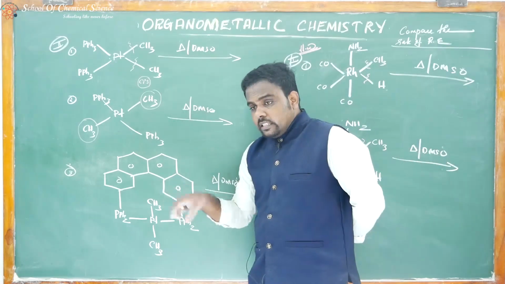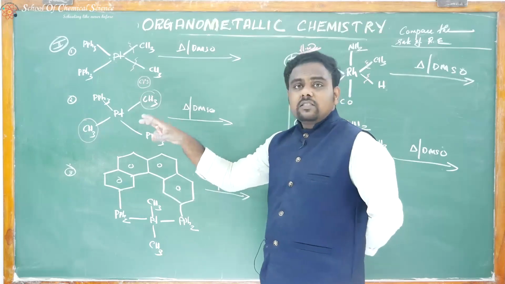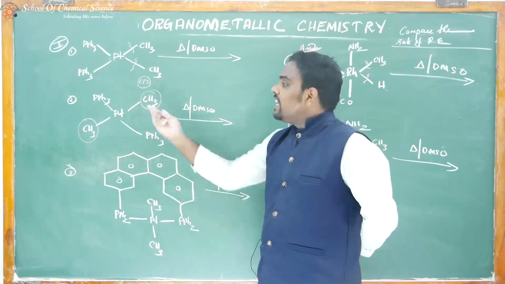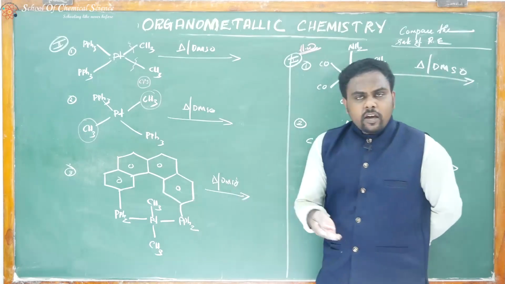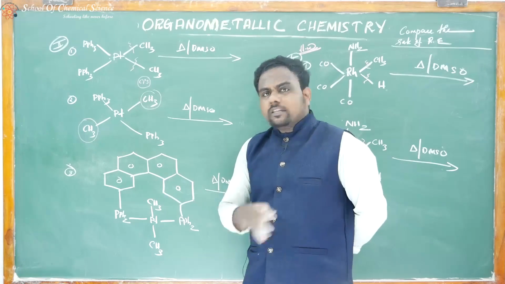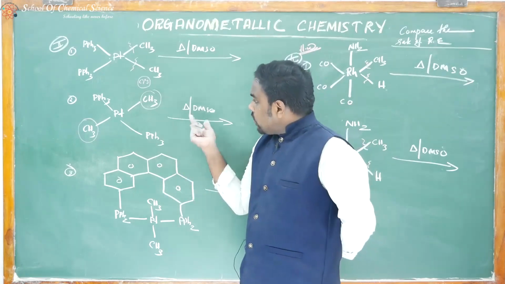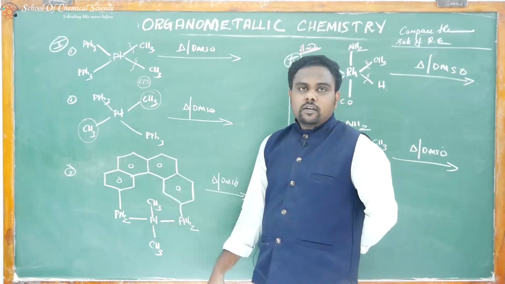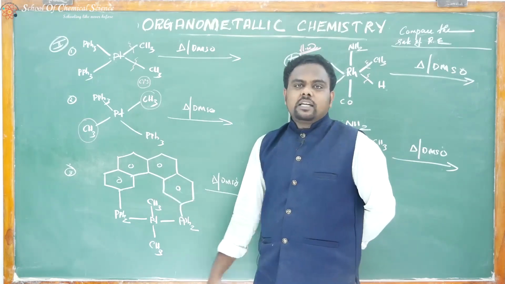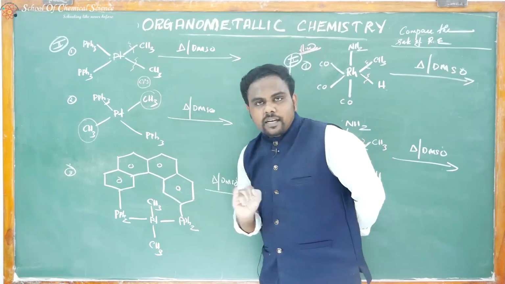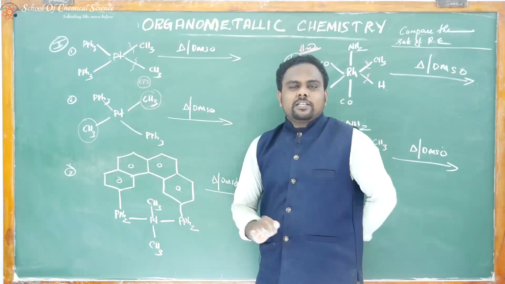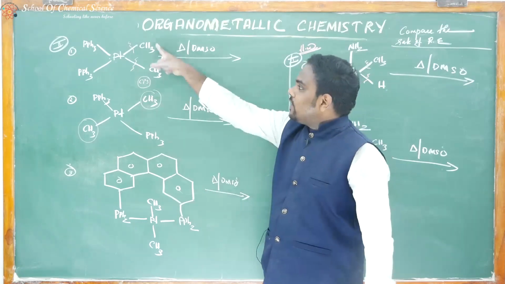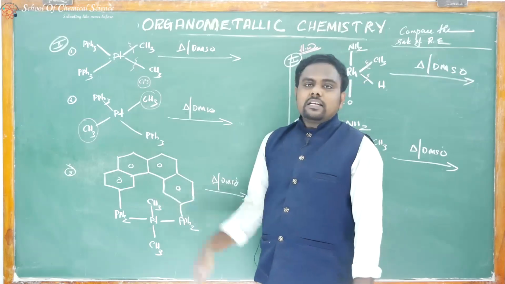So in the trans complex, first of all, it will undergo isomerization and be converted into the cis form. Then only elimination takes place. A square planar trans complex can undergo isomerization reaction. So on heating with DMSO, first this will undergo isomerization to form the cis isomer, then only elimination takes place. So the first step is isomerization, then reductive elimination. So it is a comparatively slow process. So the highest rate is when they are cis to each other, then the trans isomer.